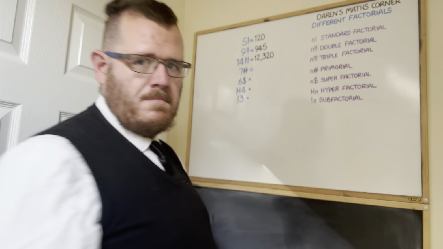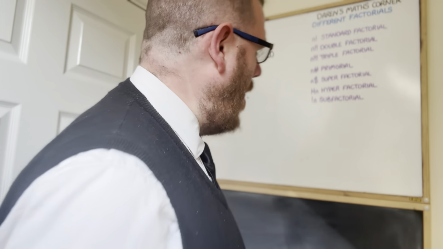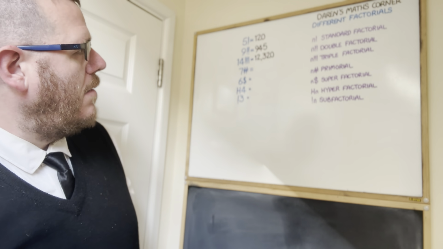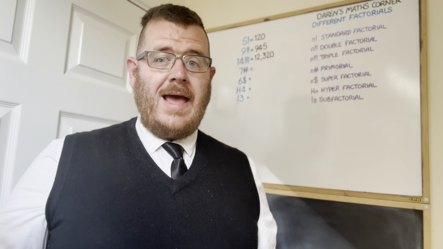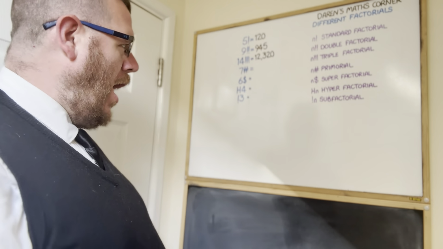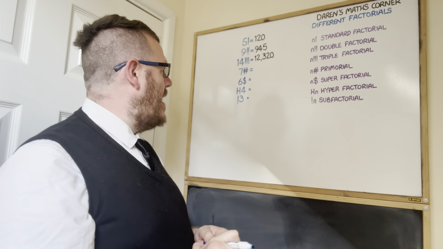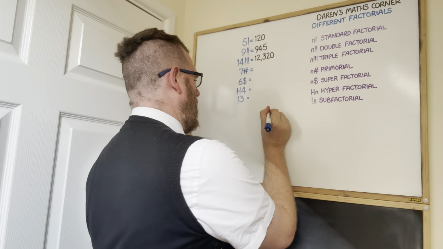Put the answer up there. The fourth one is where things get interesting. Now, a primorial, I'm not even saying that correctly either, but there we are. We're learning. But primorial is denoted by a hash sign next to your number.